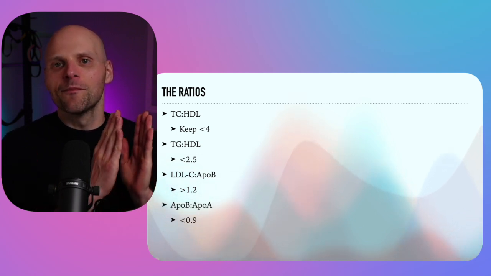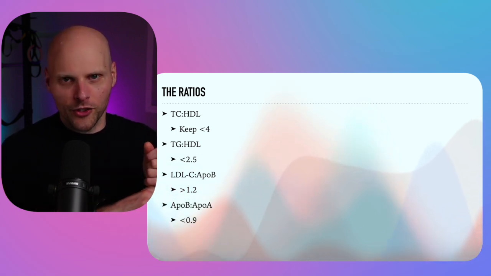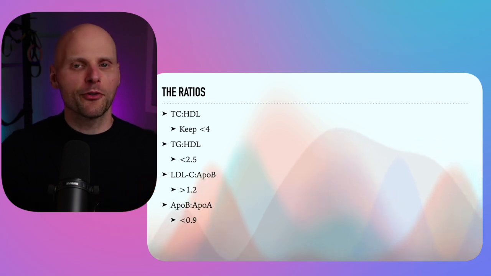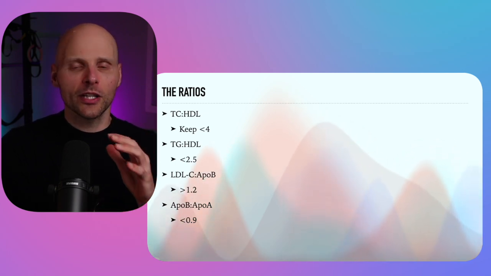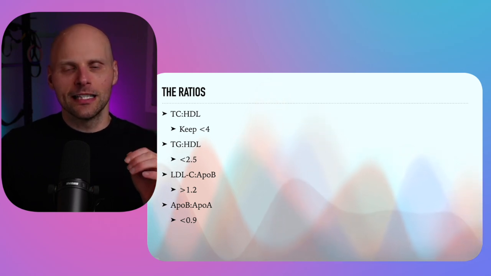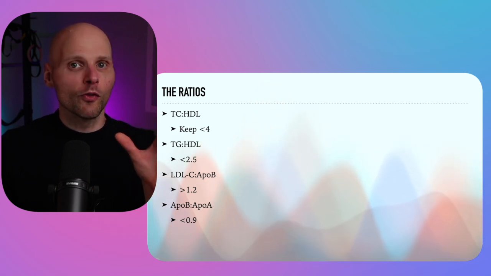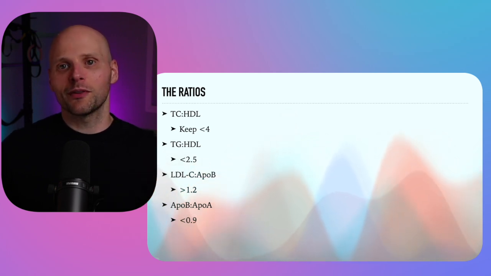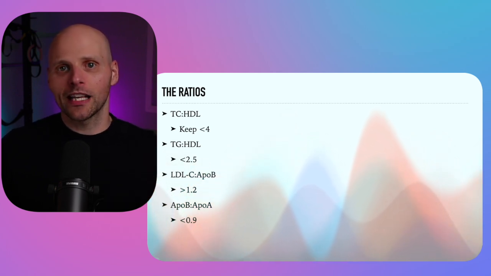But at the end of the day, with these small, dense ones, there's going to be more of them because they're smaller, right? So that's not great. And for whatever reason, they seem to be more atherogenic. So 1.2 is kind of that cutoff. If you had a lower ratio, it might indicate a greater proportion of small, dense particles. If you look at that, a lower ratio means we have less LDL and more ApoB, which means they're probably smaller and denser. So that's what we're looking at with that.